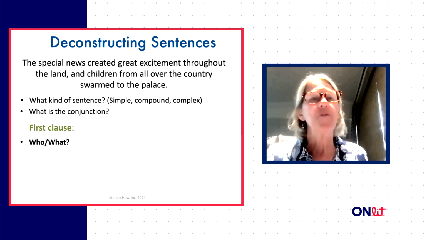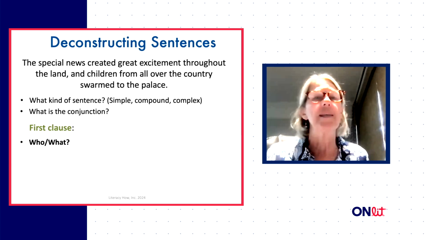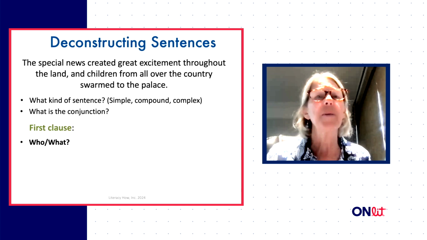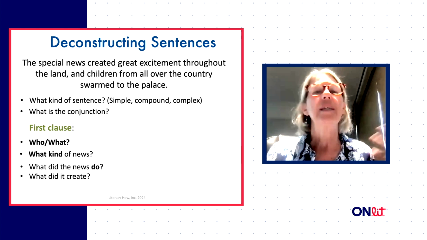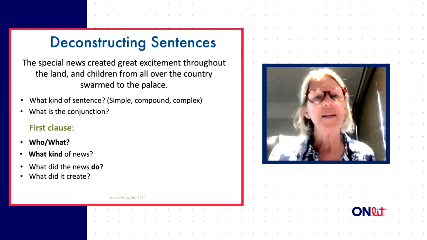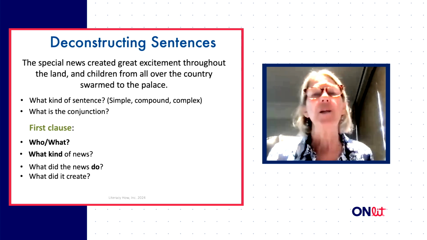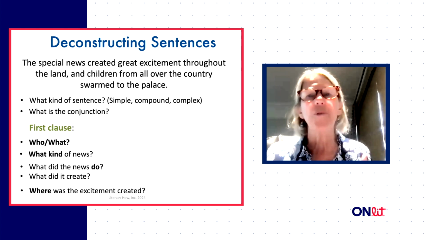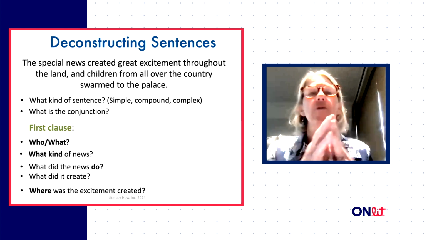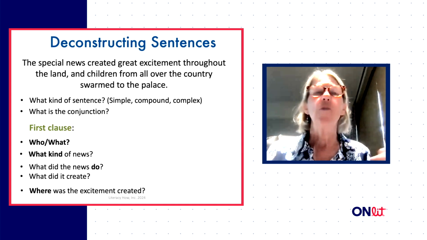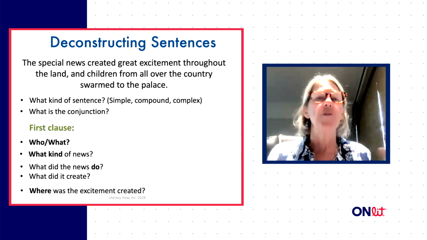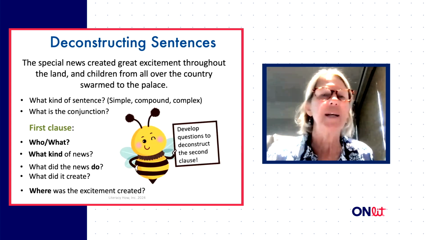We're going to ask questions about the first clause. Who or what is the sentence about? It's about news, right? And what kind of news? Special news, right? And what did the news do? It created. What did it create? Excitement, right? So you can just go through asking these questions to help students deconstruct or make sense of the sentence. And then you would do the same thing for the second clause.